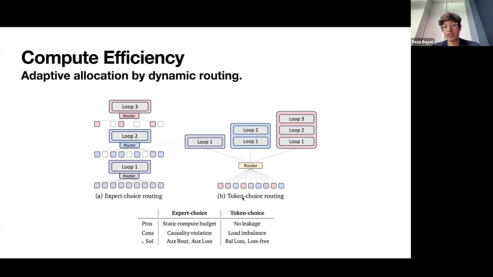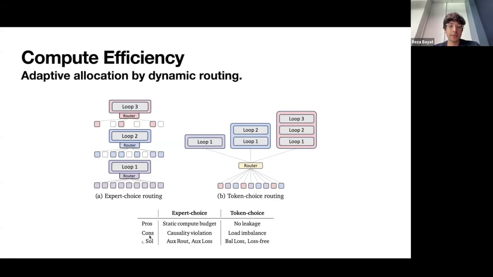And another approach is token choice routing, where we have a router which is basically a classifier and tells you which token should go through how many recursion steps, or let's say experts, at the beginning. There are pros and cons for these two types of routing mechanisms. For example, expert choice gives us a static compute budget. We select top K, so we are good.